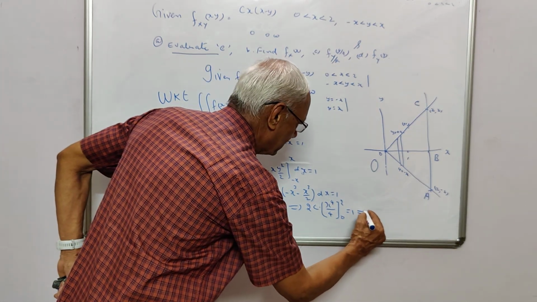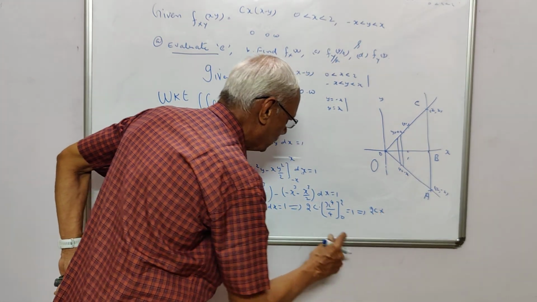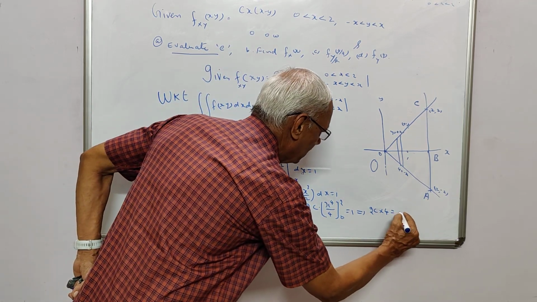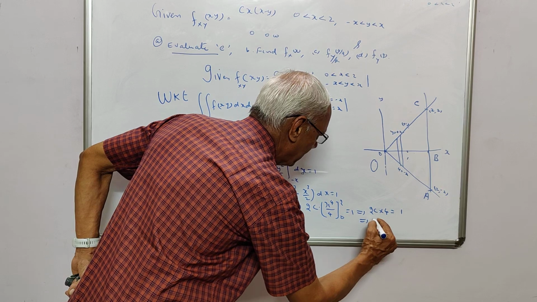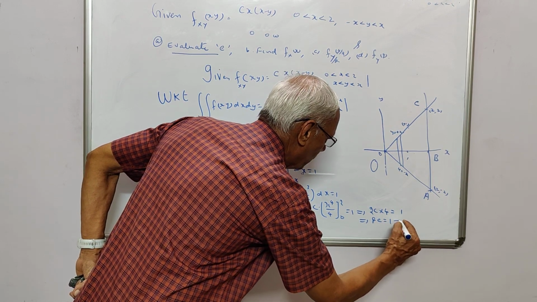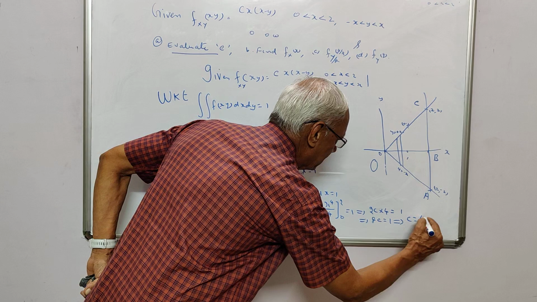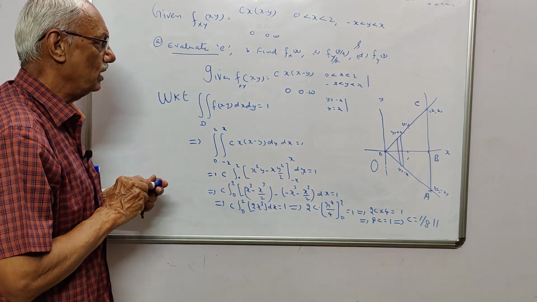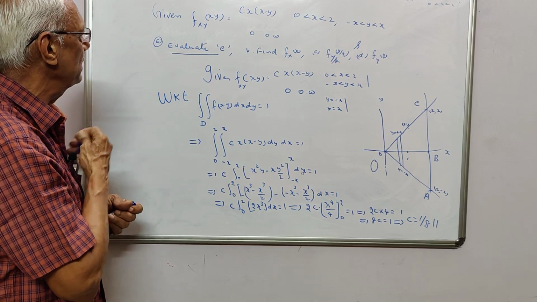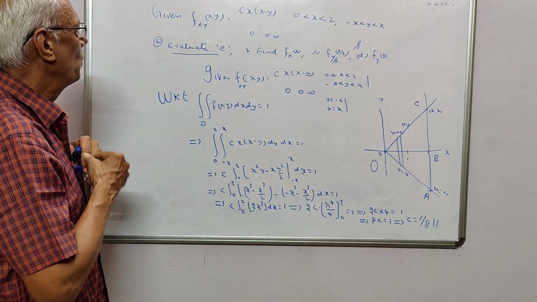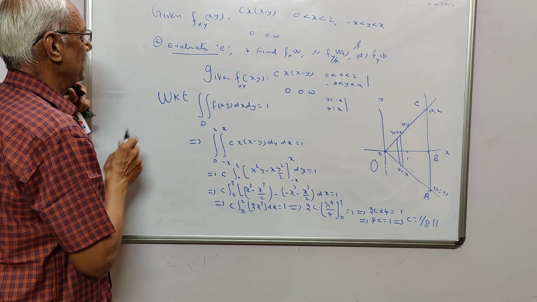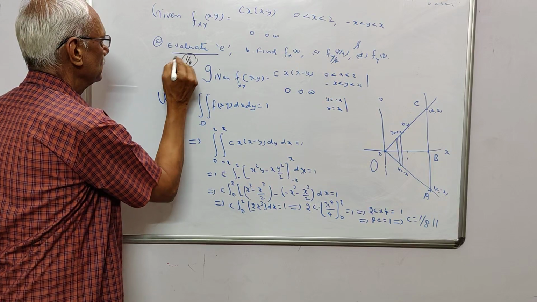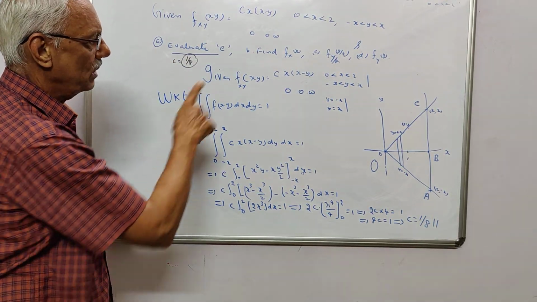So this implies 2c into, if you put x equal to 2, it is 2 to the power 4, which is 16, divided by 4 is 4, equal to 1. This implies 8c is equal to 1, which implies c is equal to 1 by 8. So you see that this is what you get. The value of c is 1 by 8. So we have got the value, and this is how we calculate.